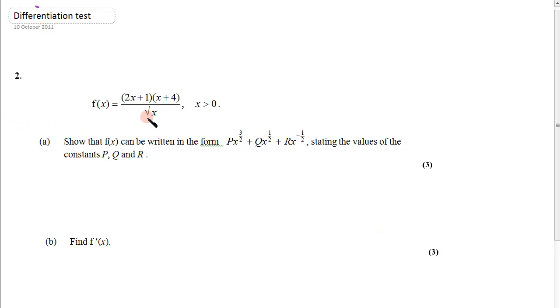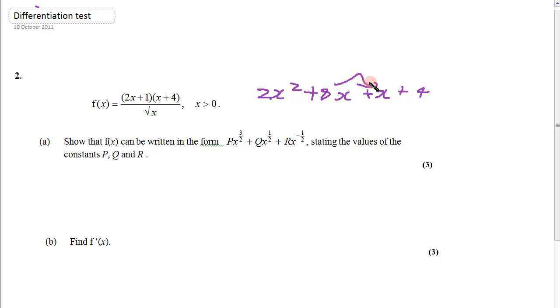In this question we're going to work out the differential of this problem. First of all, we've got to simplify it into this format. So let's multiply out these brackets on the top here. If we multiply out those brackets, we will get 2x squared, because 2x times x, and then let's do 2x times 4, which gives us 8x. Then we'll do 1 times x, gives us another x, and then we'll do 1 times 4, gives us 4.